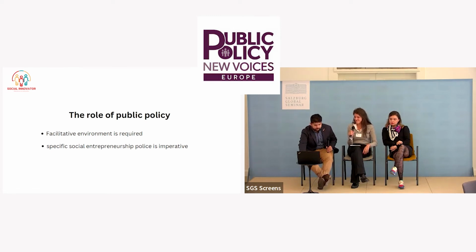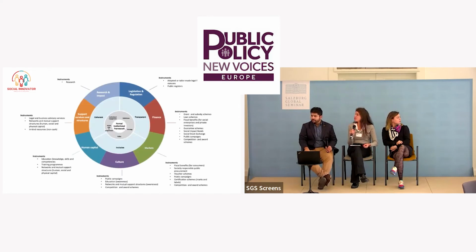Having said that, we pitch that there's a need for specific social entrepreneurship policies, but how do we design that? Considering the content of those public policies, there are various tools or instruments, which you can see clustered around the outer circle. There are 20 different ones that can be used to support social entrepreneurship. To exemplify, there are social impact bonds, public campaigns, social stock exchange, training programs. So there are a lot of different instruments.